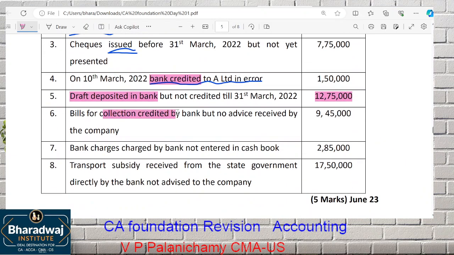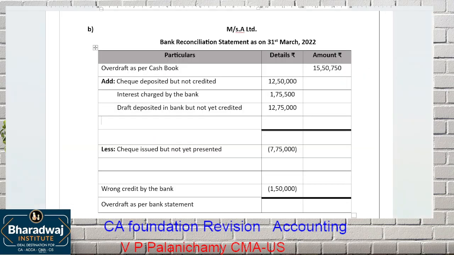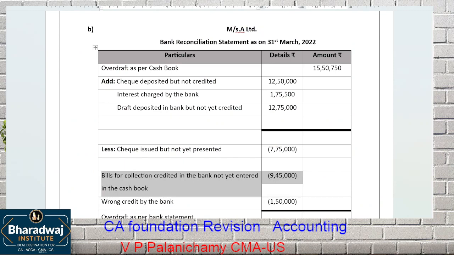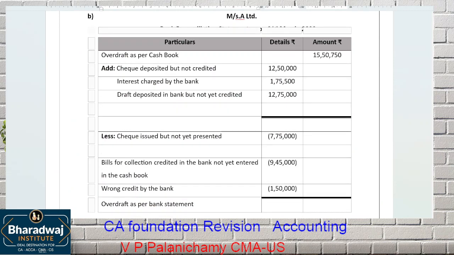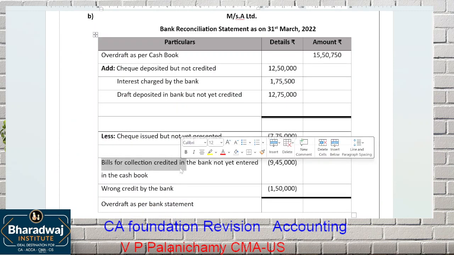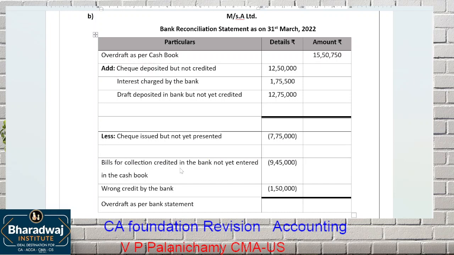Bills for collection credited by the bank. The bank collected and added it. The bank has added the bills for collection. In our company, we have not yet added it. What should we do? Banker has added. We should also add it. But OD starting point, what should we do? Do the opposite. Since OD is a starting point, we do the opposite, minus.